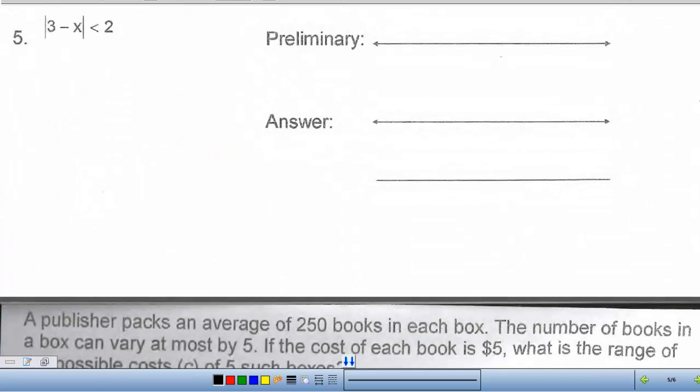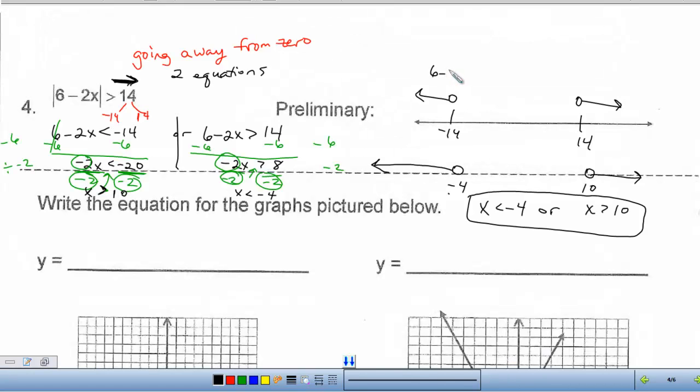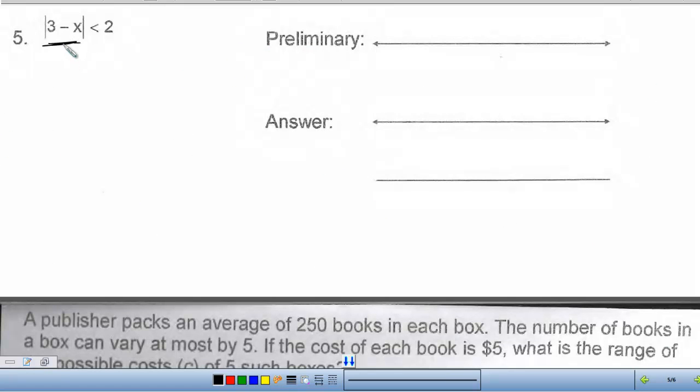Last problem. Notice we have 3 minus x here. Remember, this is 6 minus 2x and this is 6 minus 2x. I didn't write that down. The absolute value of 3 minus x is less than 2.